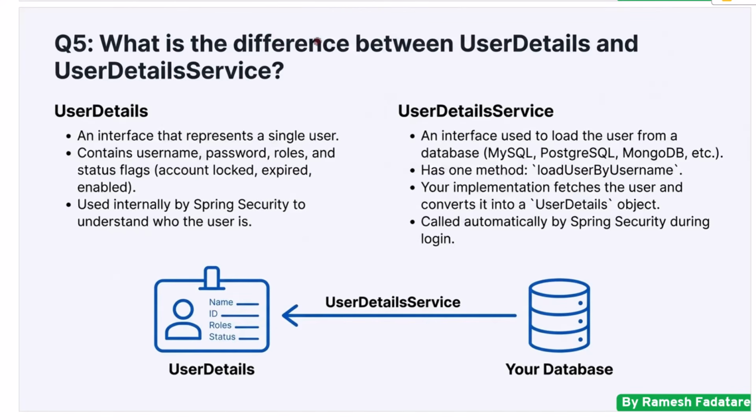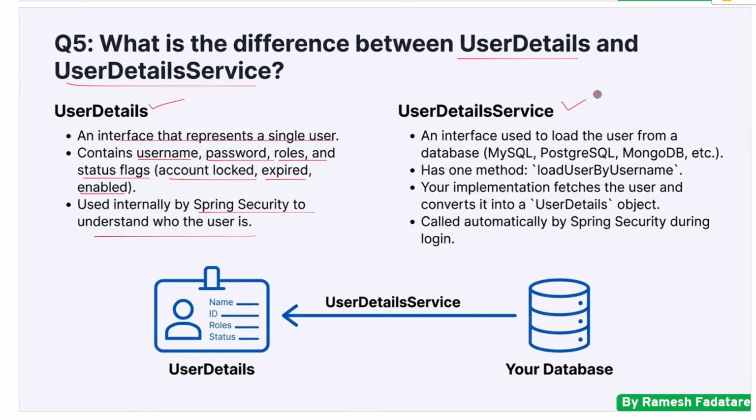The next question is, what is the difference between UserDetails and UserDetailsService? UserDetails is an interface that represents a single user. It contains the username, password, roles, and status flags such as account locked, account expired, or enabled. Spring Security uses this object internally to understand who the user is.